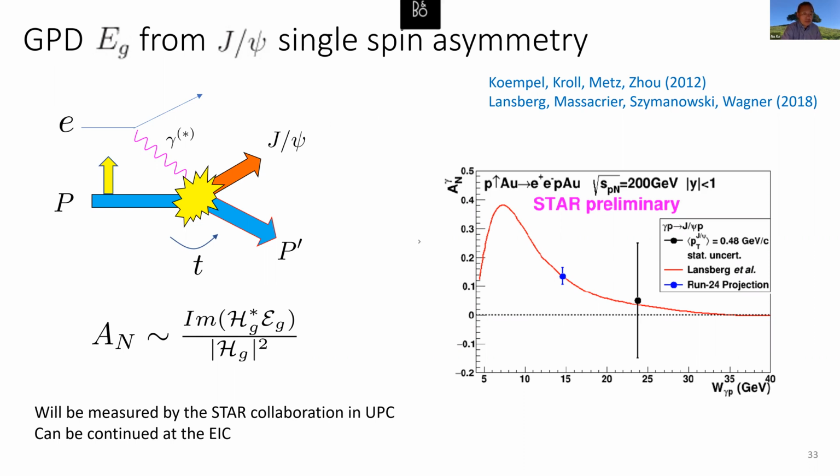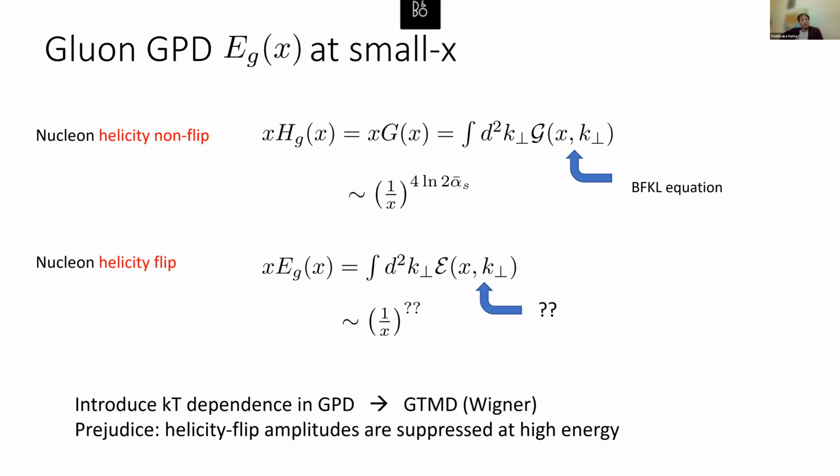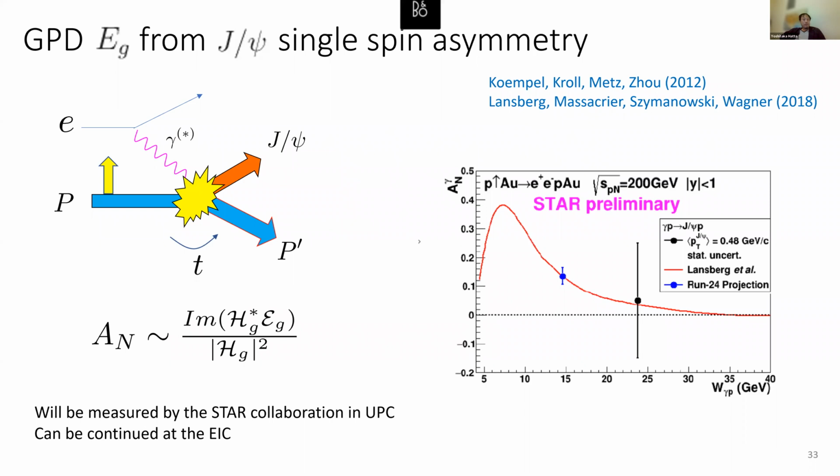And also, of course, you can measure this process at the EIC, and this is really DIS, and then you can go to higher W, and then maybe you can study this small x behavior better, because higher W means small x. That's right. Very good. I don't have any more questions.